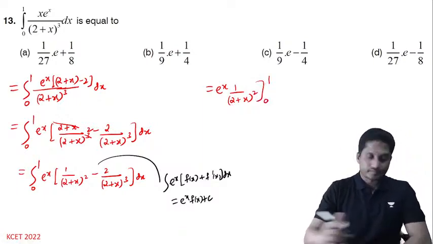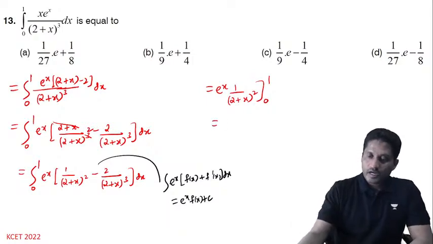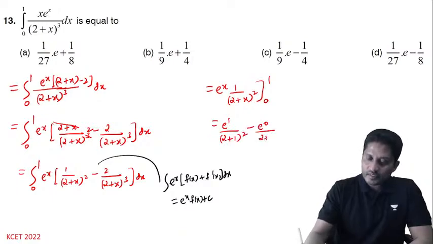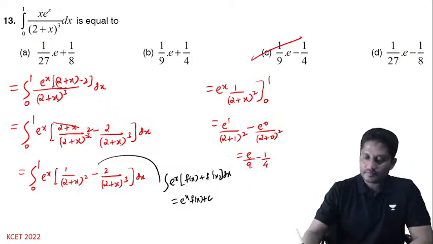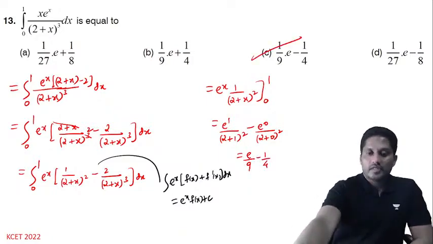Is it okay? Upper limit is equal to e power 1 divided by 2 plus 1 the whole square. Lower limit is e power 0 divided by 2 plus 0 the whole square. This is e by 9 minus 1 by 4. Answer is option C. Let's move to the next question.